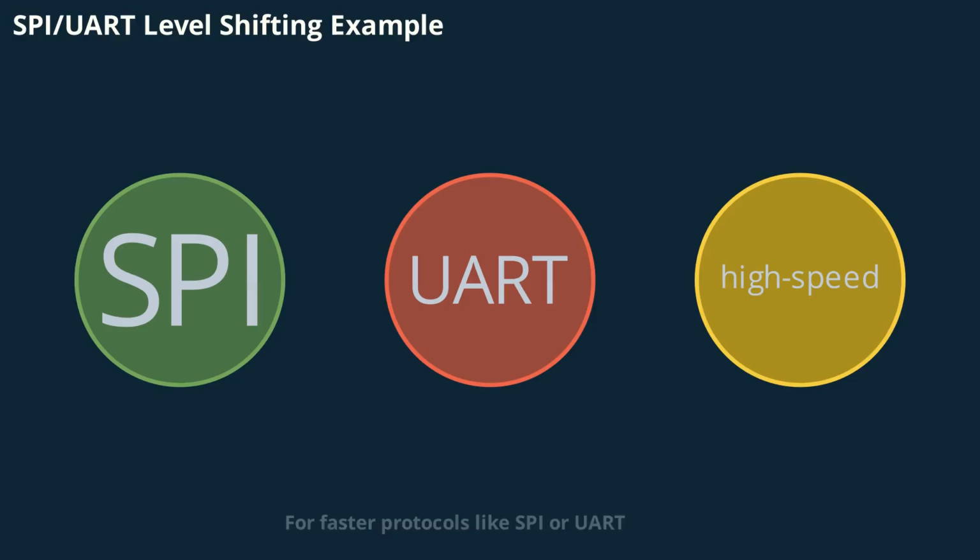For faster protocols like SPI or UART, which often operate in the megahertz range, buffer or IC-based level shifters are recommended. These solutions ensure that high-speed signals are accurately translated without loss or distortion, which is essential for reliable data transfer in demanding applications.